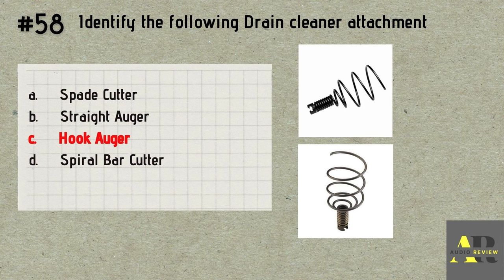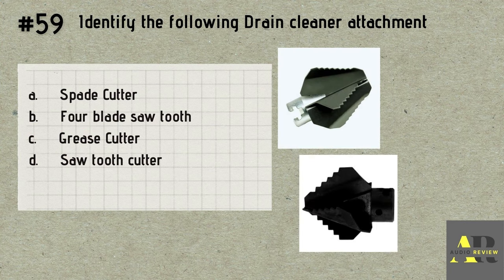Hook auger. A drain cleaner attachment used for heavy and dense root stoppages in pipes that require hooking and breaking up. Hook auger.